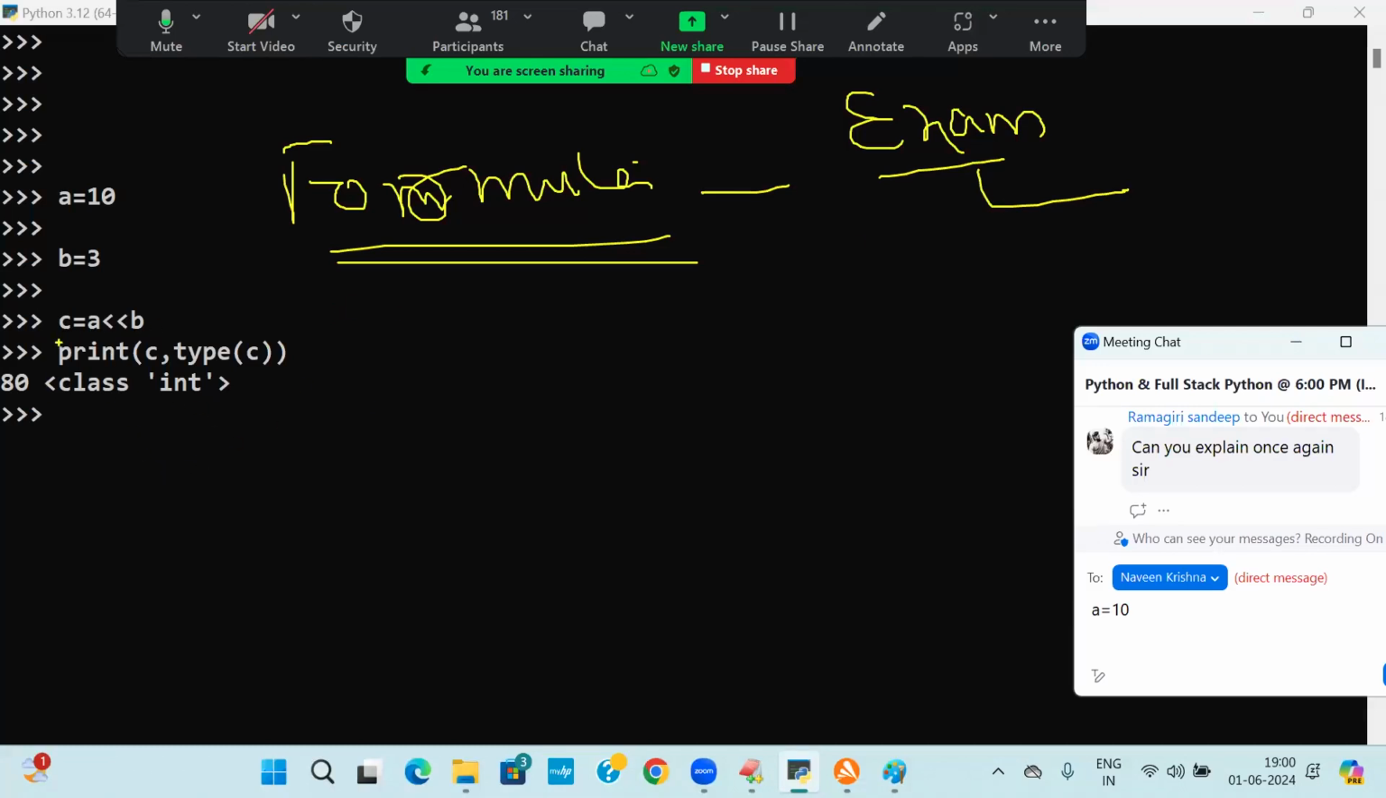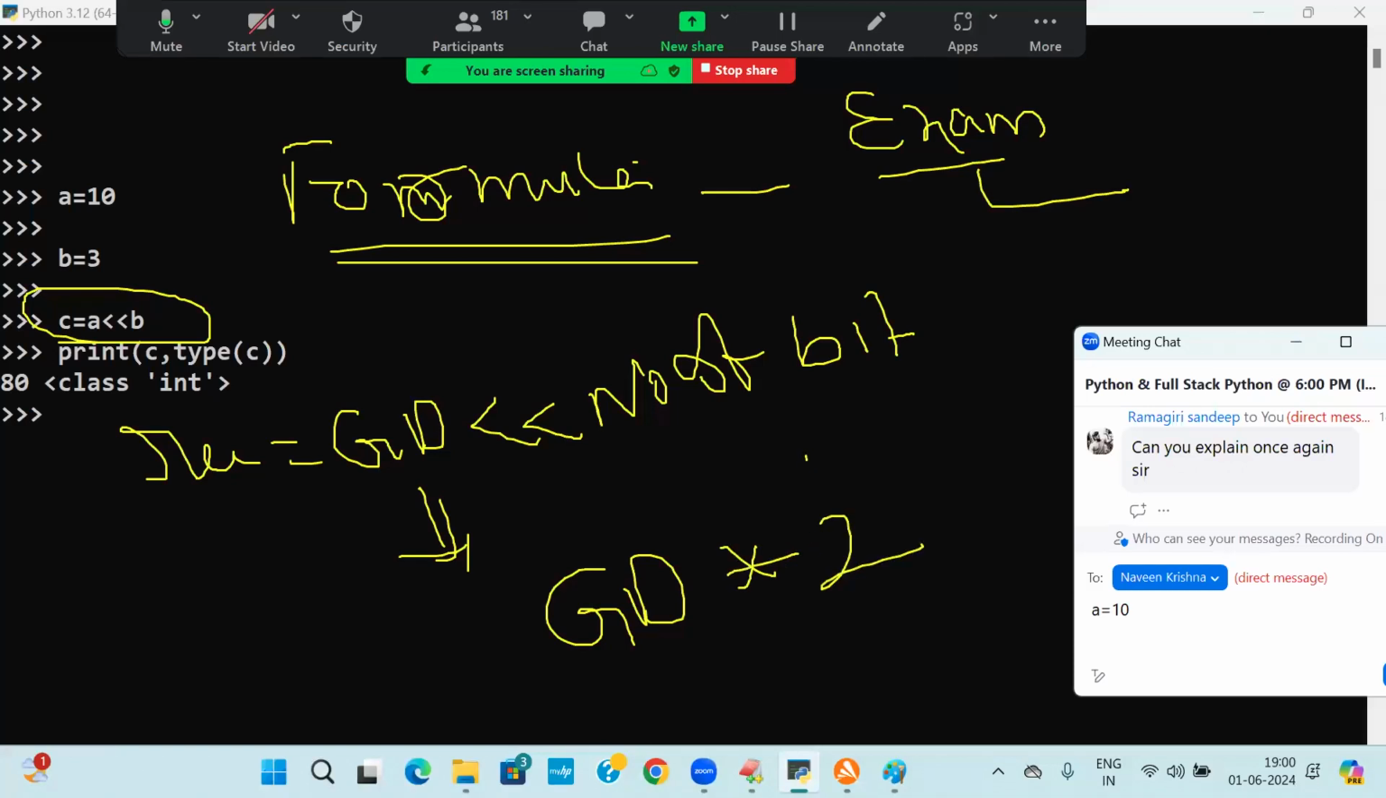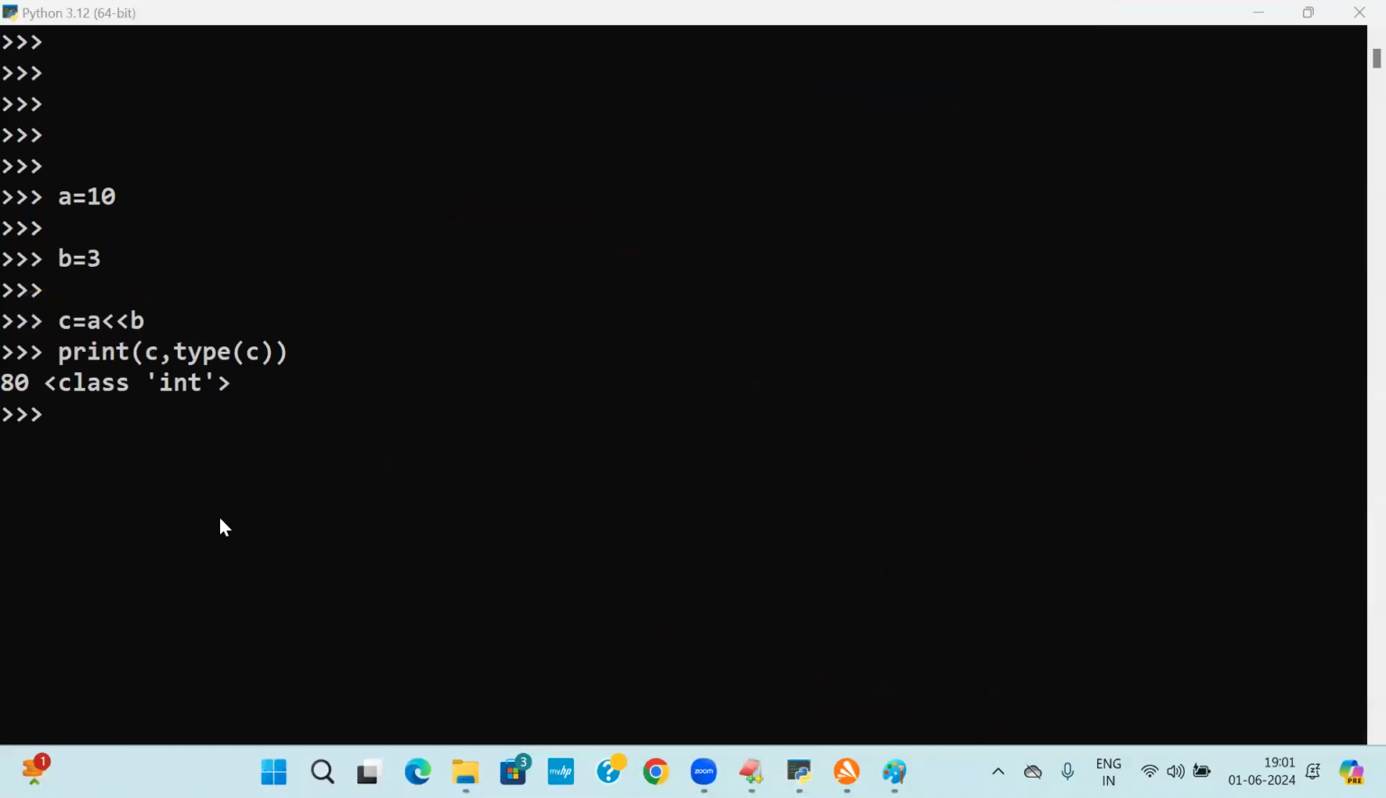What is that? Result is equal to given data double less than number of bits. The formula is given data into 2 to the power of number of bits. What is the given data? 10 into 2 to the power of how many bits? 3. 10 into 2 to the power of 3. 80. 80 is the answer. Easy or difficult?